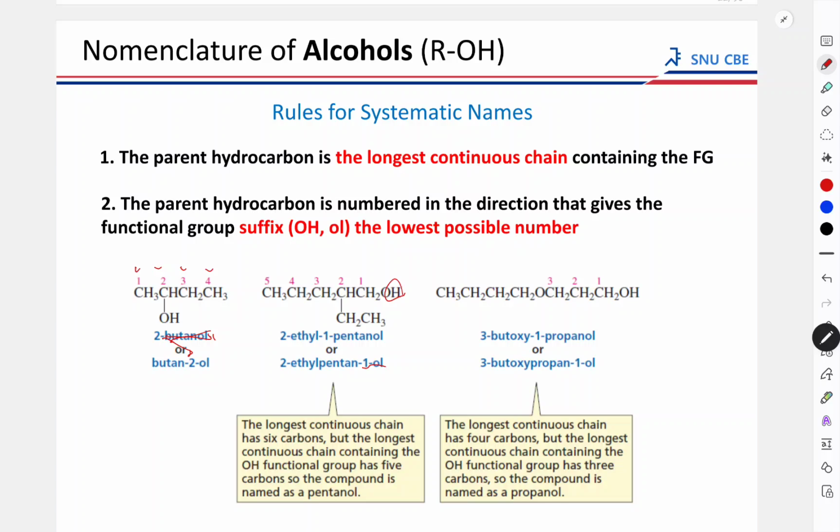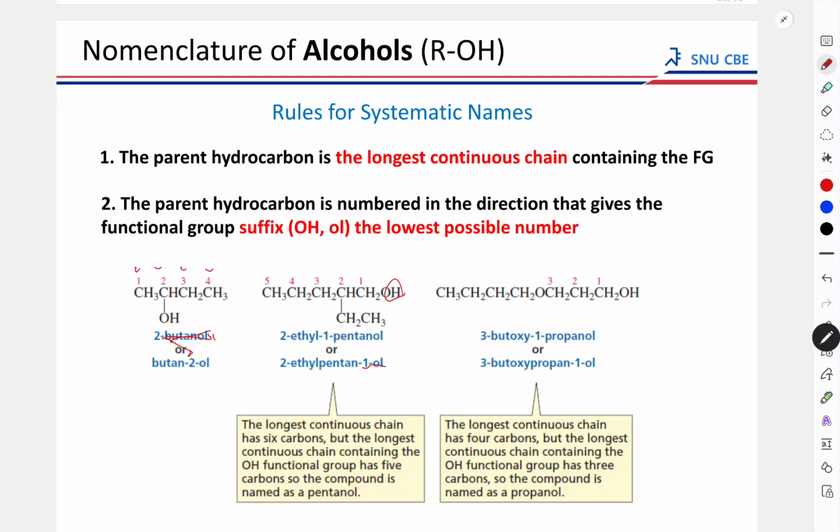What about this one? You have ether moieties and alcohol at the same time, but we'll call this an alcohol at the end of the day. The alcohol has a higher priority.